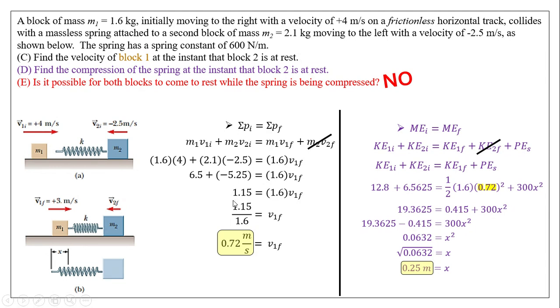We found earlier that the initial momentum of the system is 1.15. Watch where I'm circling: all these values on the left side reduce down to about 1.15. So if the initial momentum of the system is 1.15, it has to remain that way. It cannot be zero, because then the law of conservation of momentum is violated. So once again, the answer for part E is no, because if both blocks came to a stop, the final momentum of the system would be zero, which it cannot be, because the initial momentum of the system is 1.15 and it has to remain that value throughout collisions.